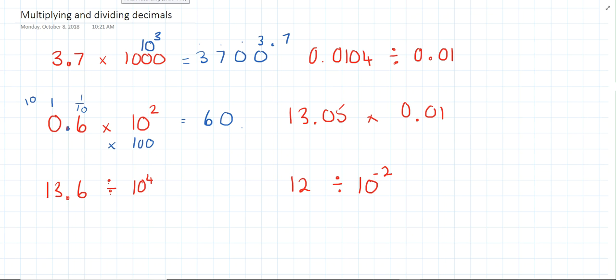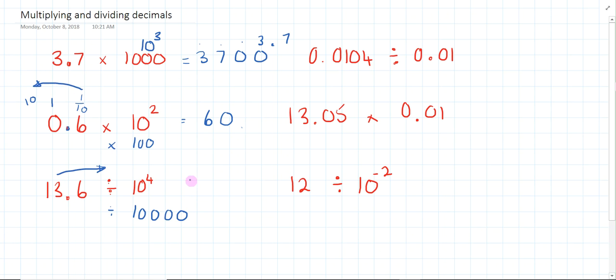Then we've got 13.6 divided by 10 to the power of 4. 10 to the power of 4 is dividing by 10, 100, 1,000, 10,000. But if I think of it as dividing by 10 to the power of 4, then it means every number moves how many columns? 4. But this time, we're dividing, so all the numbers become 10 times less valuable. So they don't move up the value system, they move down.